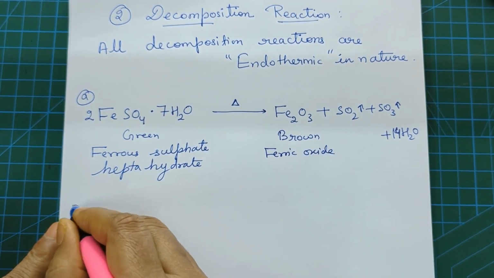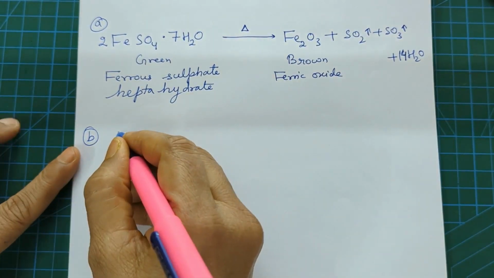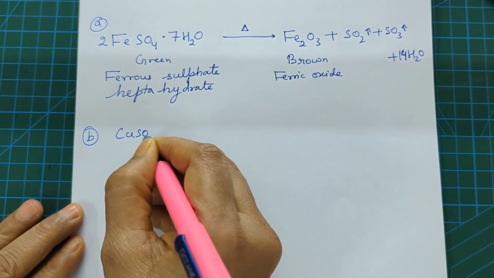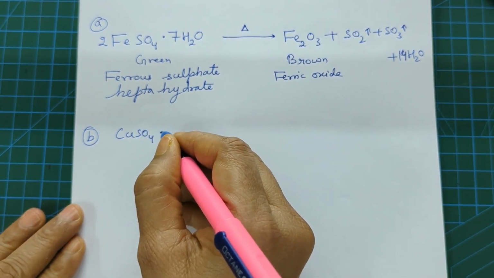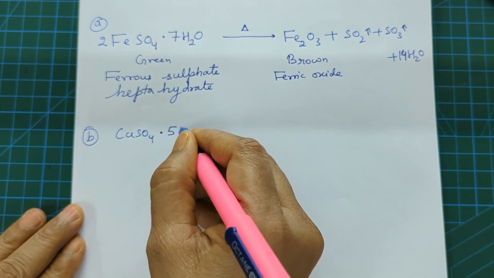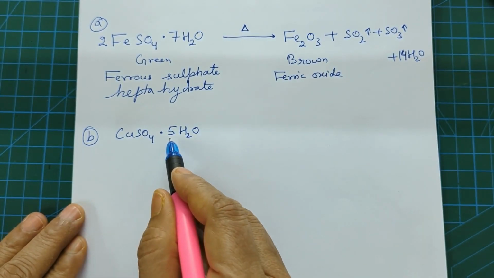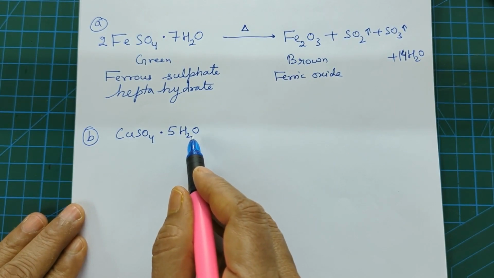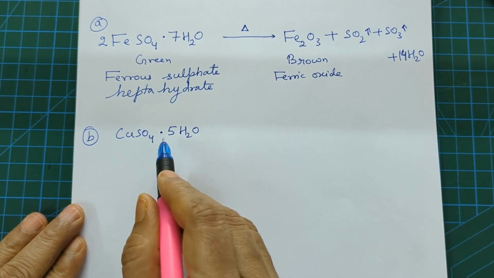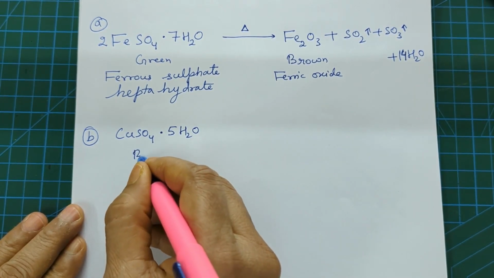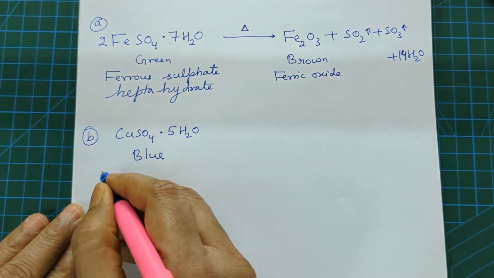Next, the decomposition of copper sulfate. Copper sulfate is white in color, but when it has some number of water molecules, copper sulfate comes with 5H2O. So this is called copper sulfate pentahydrate. And since it has the water of crystallization, it has a color, and this is blue in color. So this is copper sulfate pentahydrate.